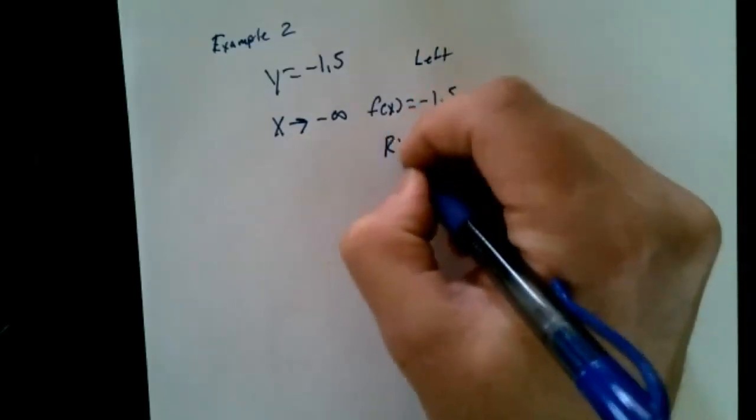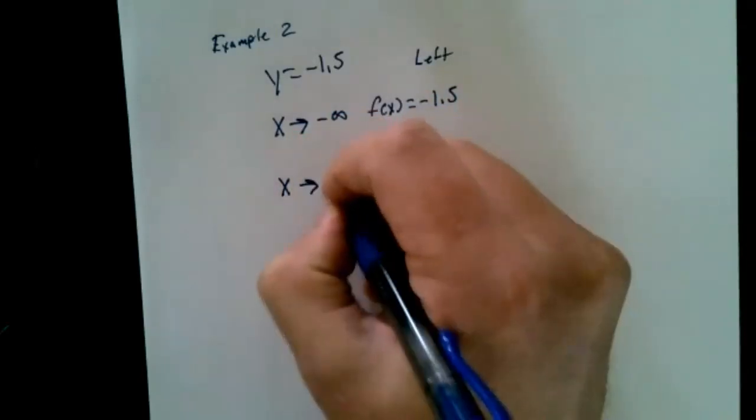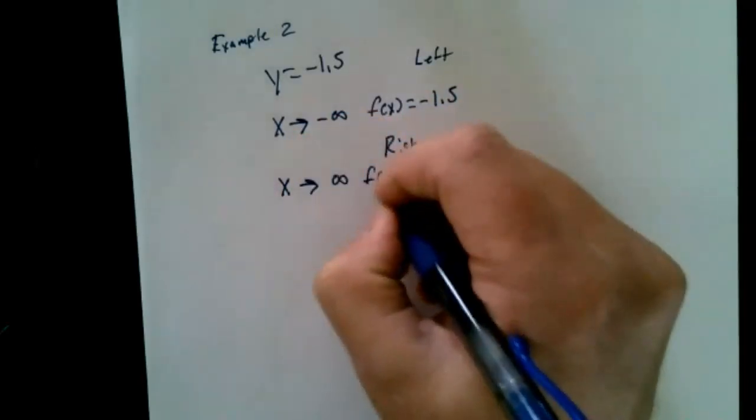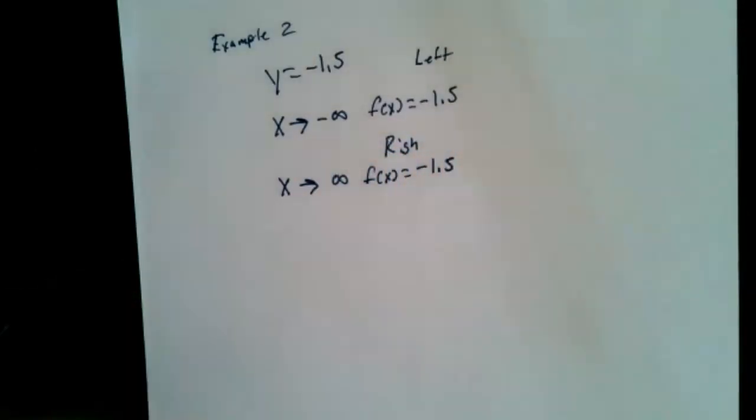We're talking about the right end. Once again, as x goes towards positive infinity, f of x is equal to negative 1.5. And that's for the same reason, because it does not matter what x value we would plug into this equation, our y value is always going to be negative 1.5. There's no arrows, there's nothing to assume, because there is no change in slope. It's just a horizontal line where the slope is 0.